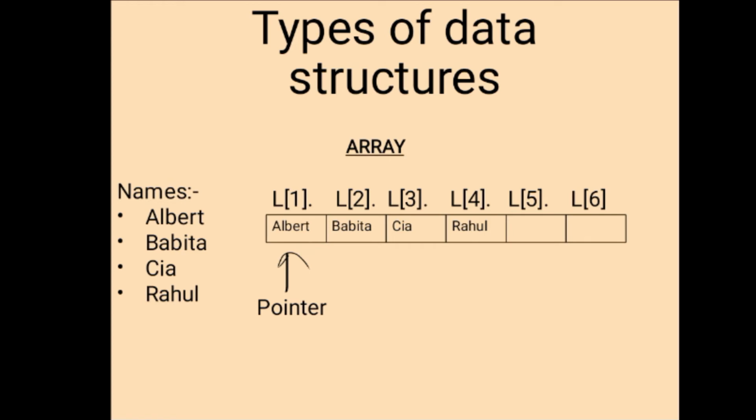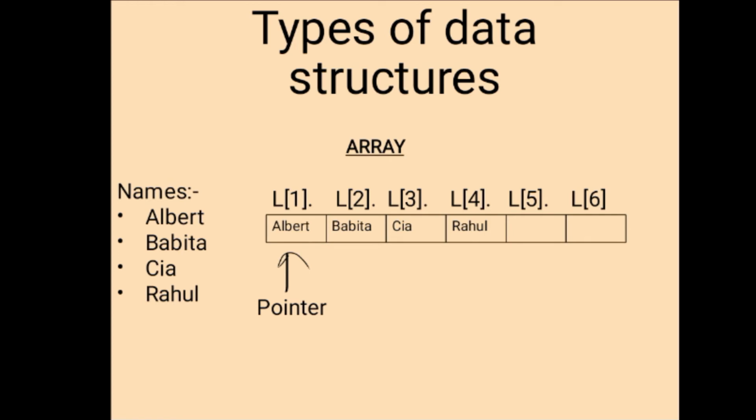So let's take an example that we want to perform an operation of insertion. As we see, all the names in this list are arranged in an alphabetical order. Let's suppose we want to insert a name Lavanya in this list. So we can determine that Lavanya will come between Sia and Rahul.